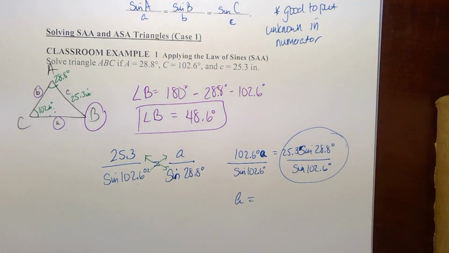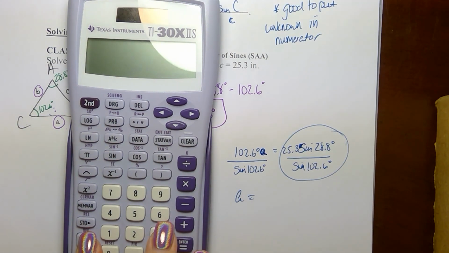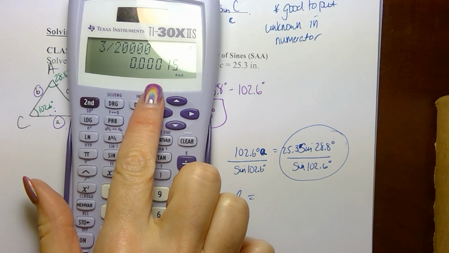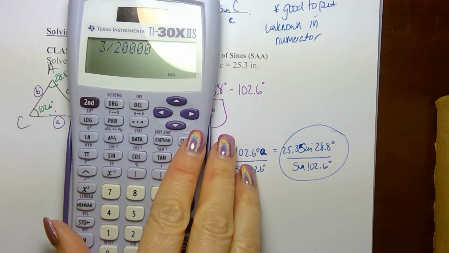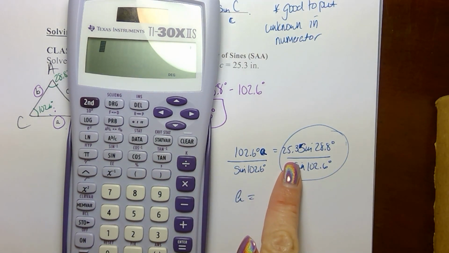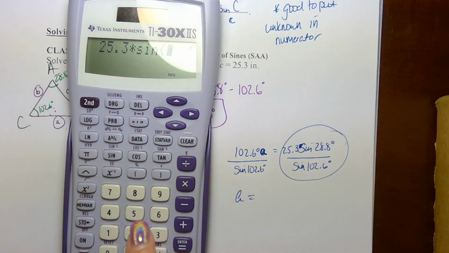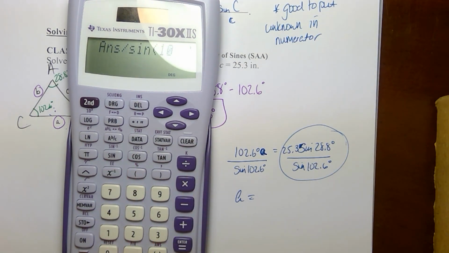So, find my calculator. It does matter what mode I'm in. I'm using degrees, so I need to be in degree mode. So I'm going to change to degree mode first. And in degree mode, I'm going to do 25.3 times the sine of 28.8 degrees, enter. And then I'm going to divide that by the sine of 102.6 degrees, enter.